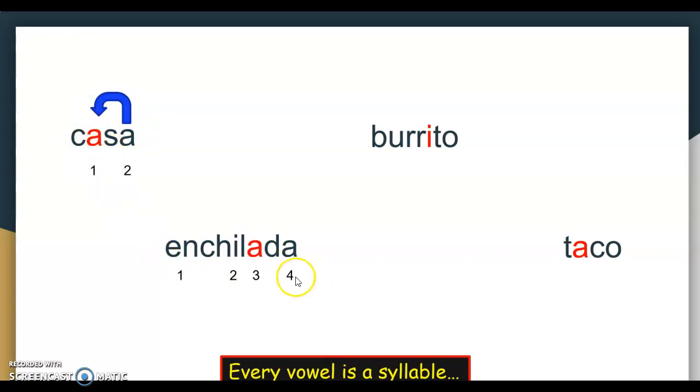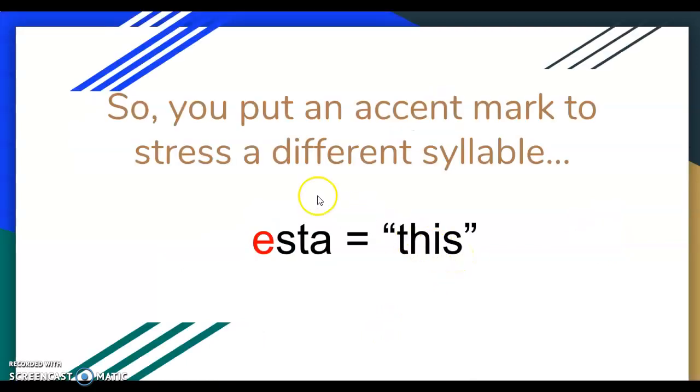Enchilada has four syllables. We say enchilada. So it's where your voice goes up. Burrito. And taco. We don't say taco. So every vowel is a syllable.